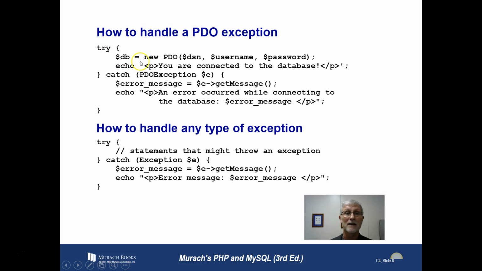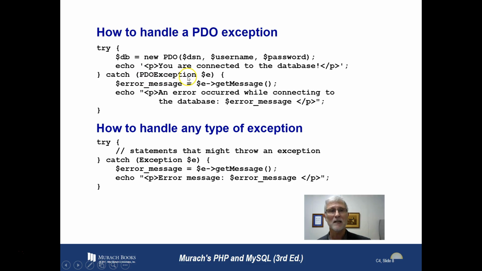So I've got a try. What am I doing? I am trying to connect to my database. And if it's successful and doesn't flag any errors, it's going to then print this label. If an error is encountered, it's now going to catch that error.